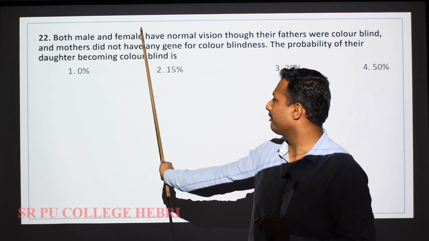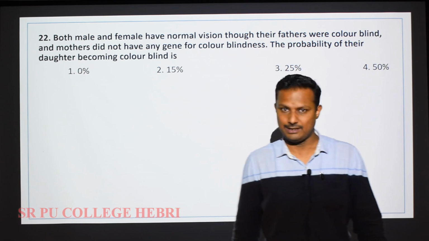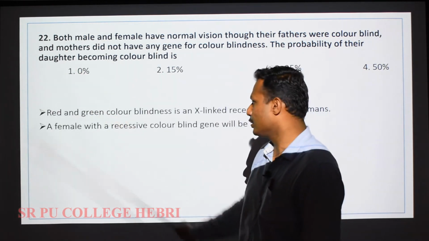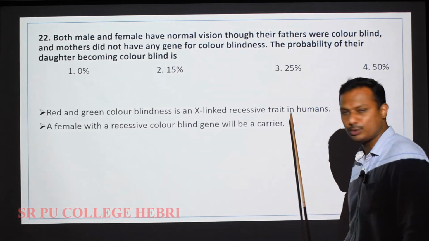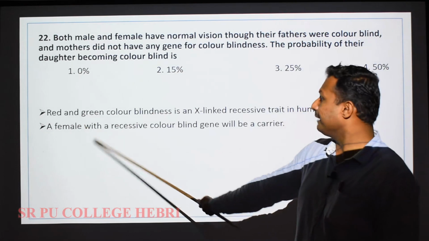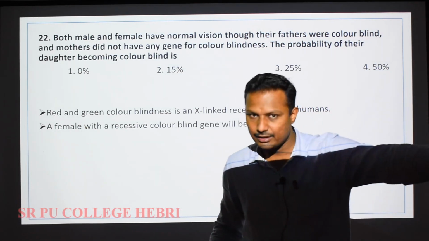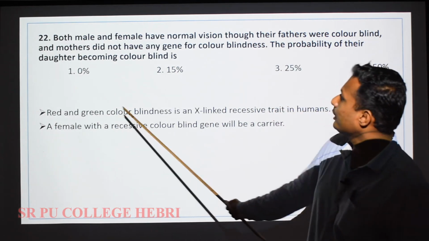When this male and female are crossed, what percent probability of color blindness can the daughters have, right? So see, the answer is actually 0%. Because red and green color blindness is an X-linked trait, a recessive trait in human beings. So a female with a recessive color blind gene will actually only be a carrier, but the man will be affected, right? So here you can look at this problem.